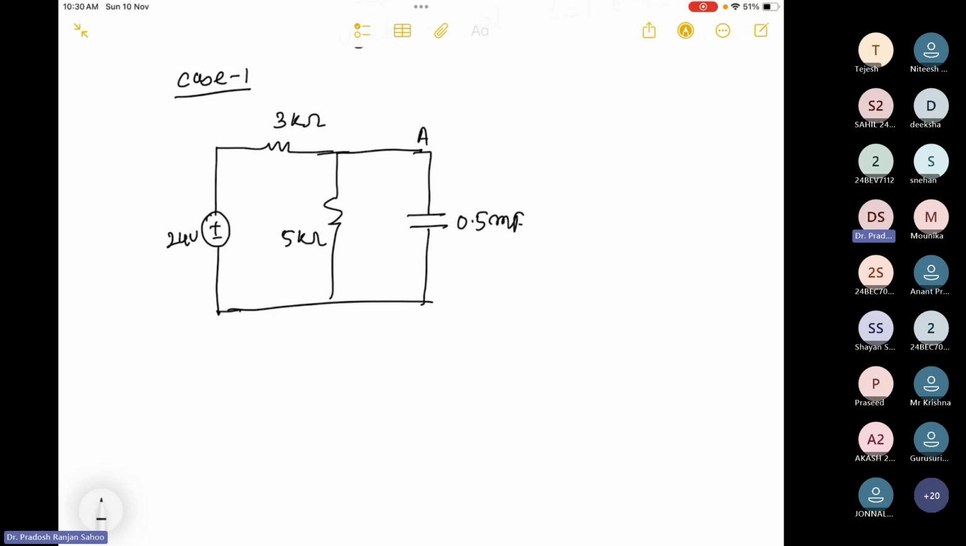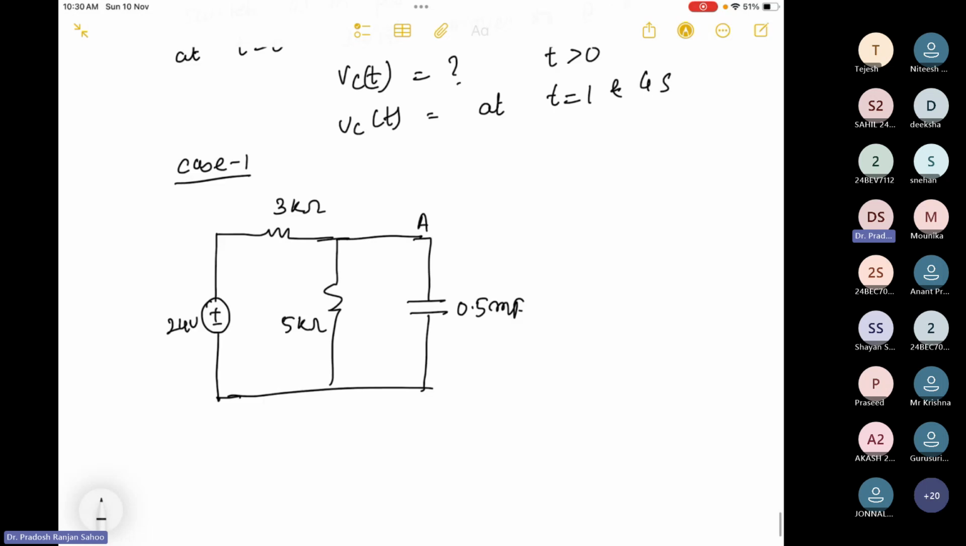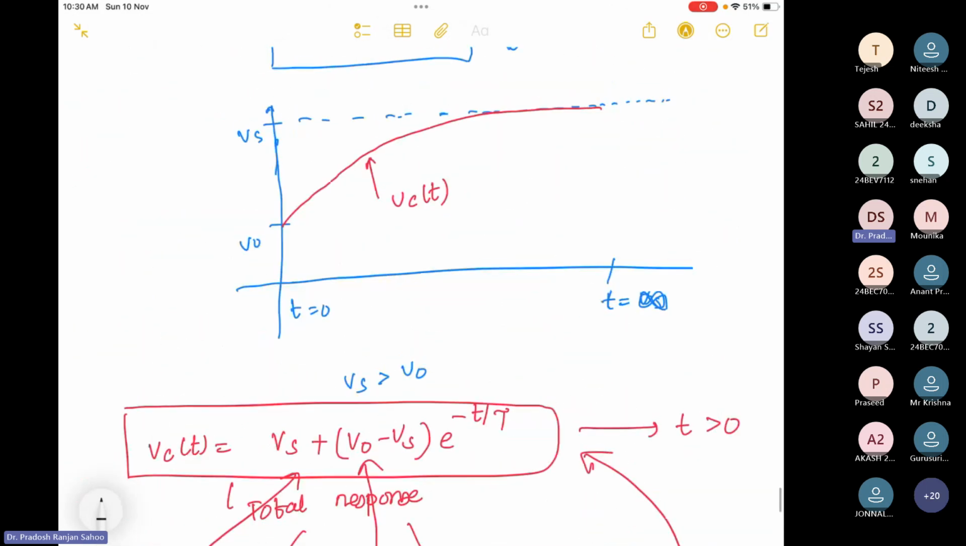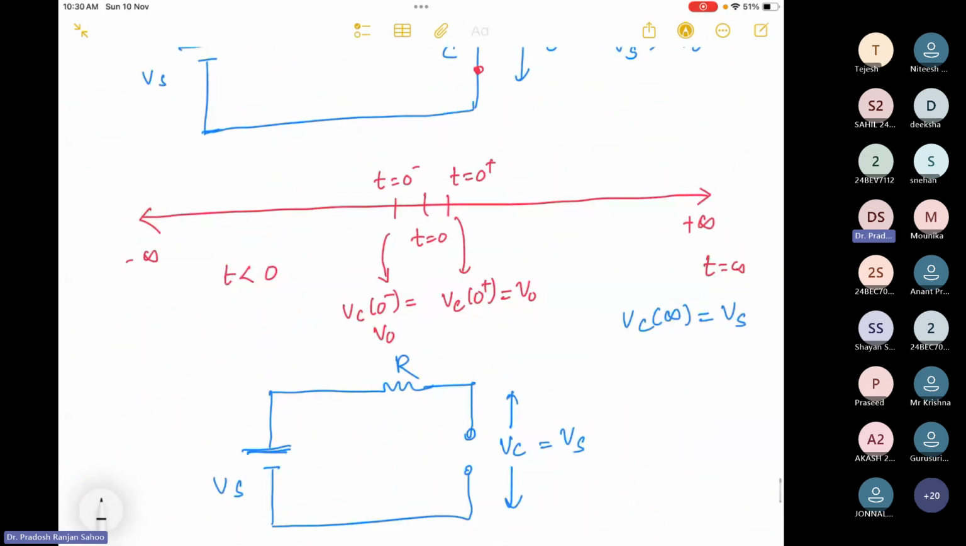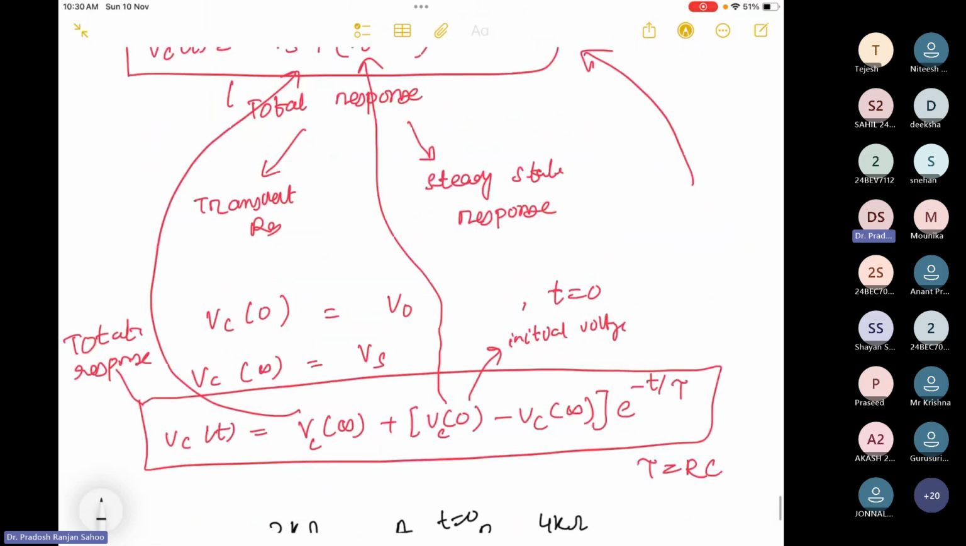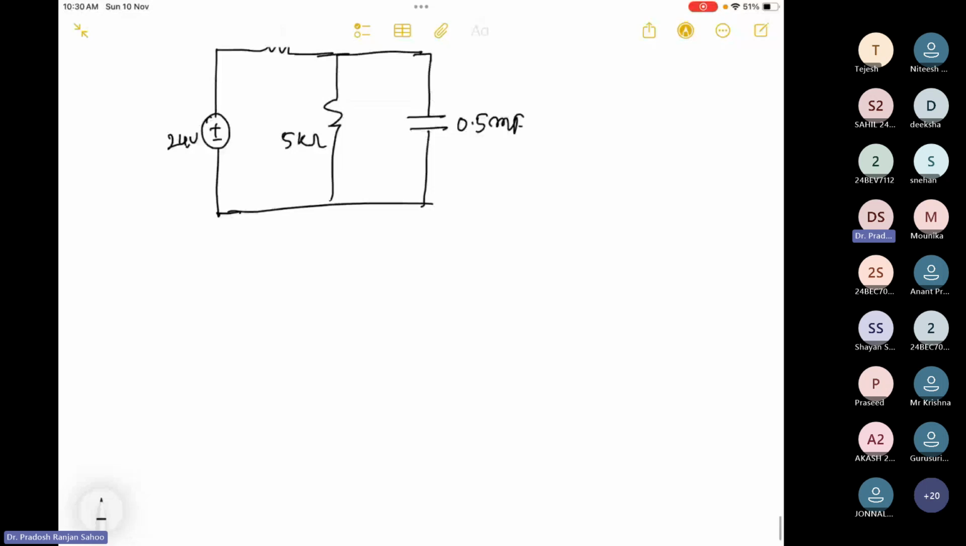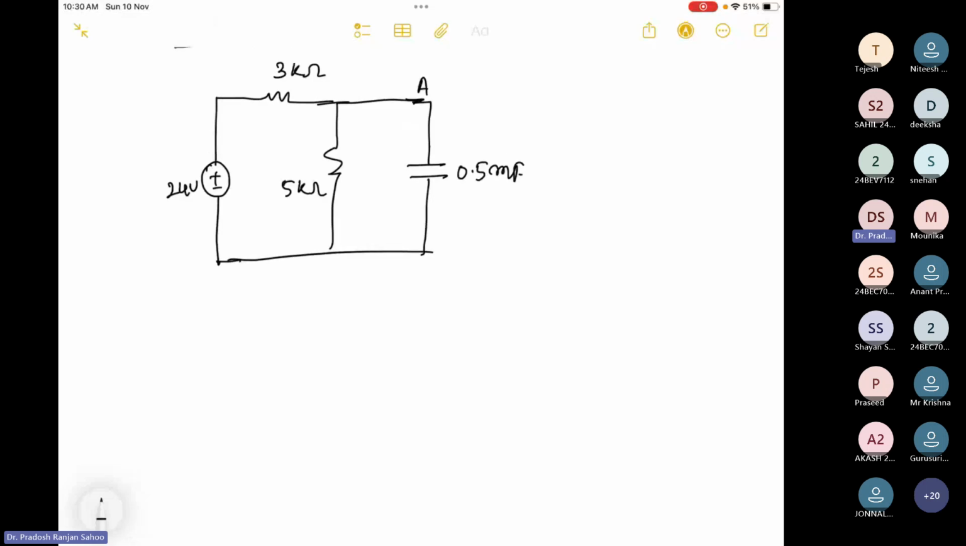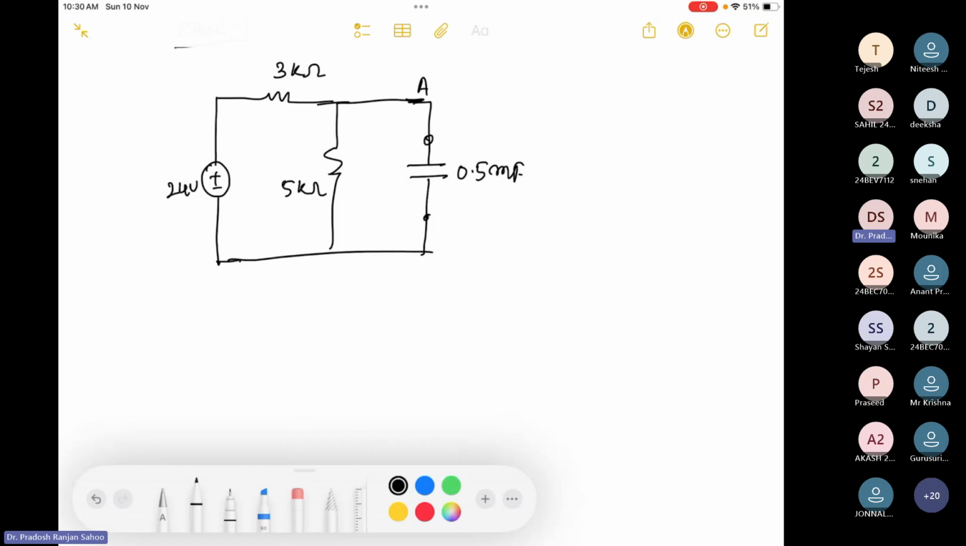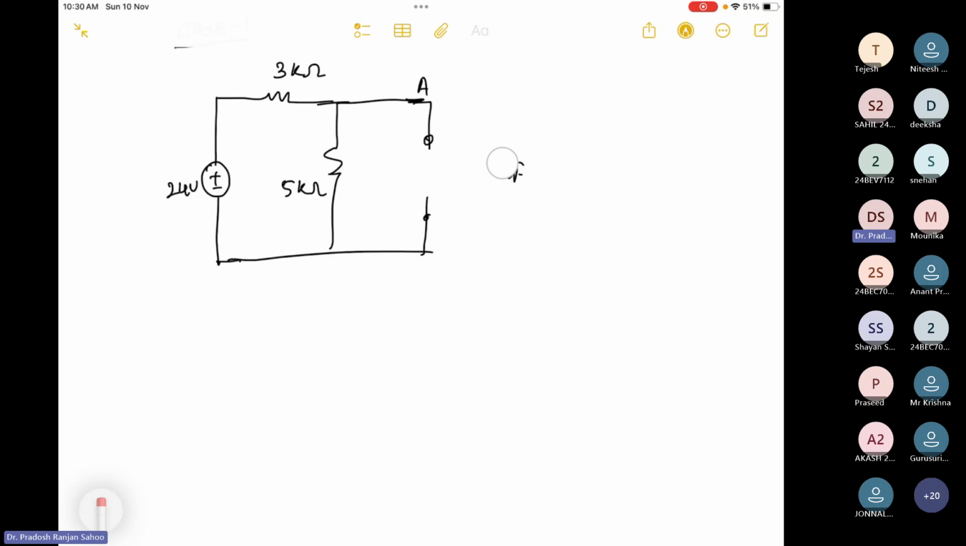They are saying that the switch is in position A for a long time. So what does long time mean? If you remember the time axis here, generally after 5 time constants it reaches steady state. So let the switch be in position A for 1 day or 2 hours or 2 days. The capacitor achieves steady state, which means the capacitor behaves as an open circuit.